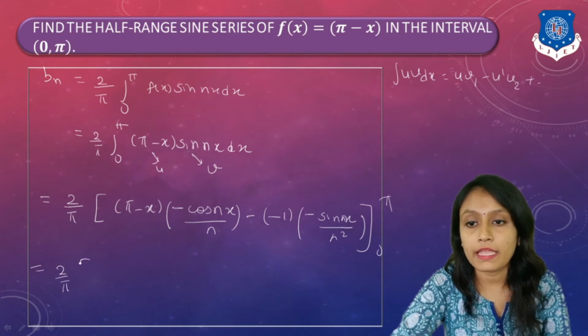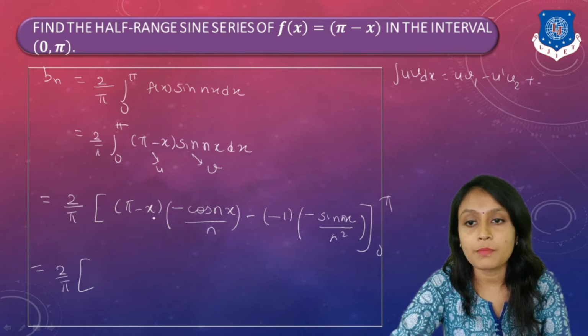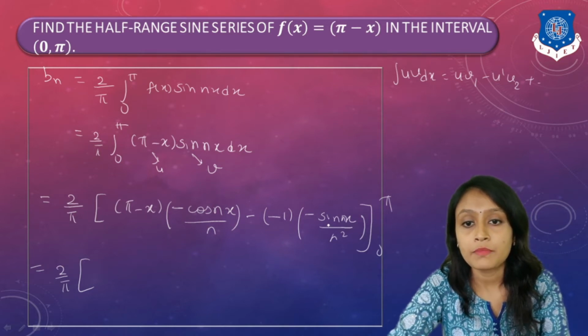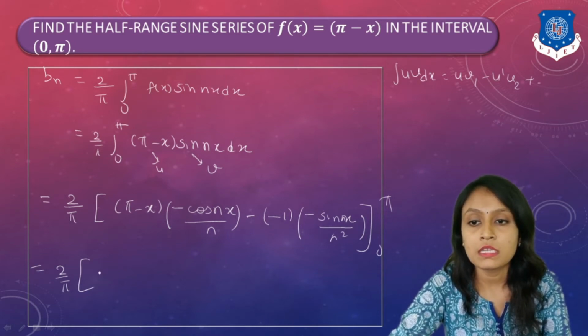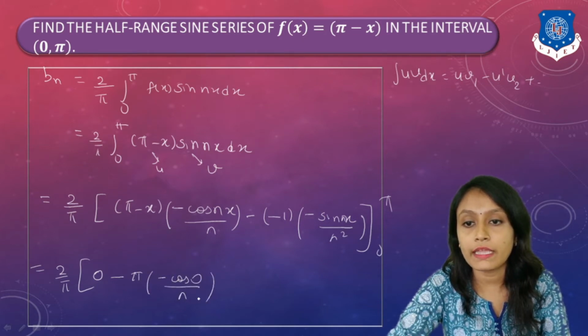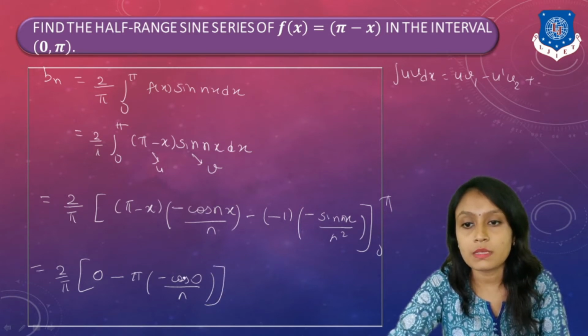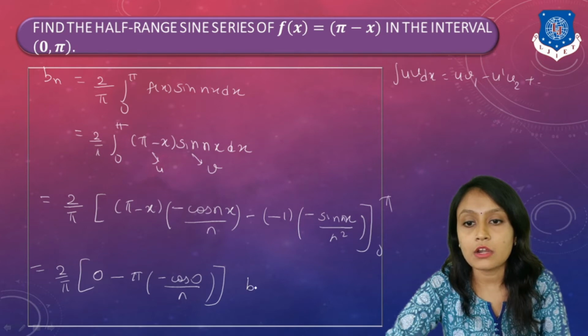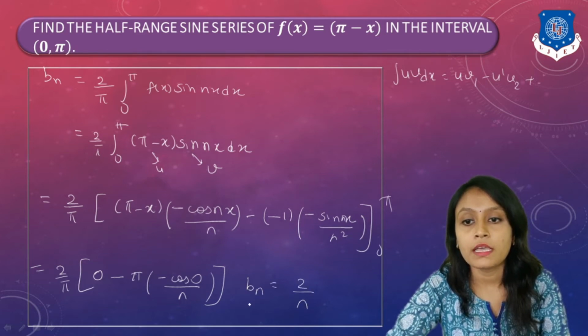Now just apply the limit. So here 2 upon pi as it is. When you substitute pi here, pi minus pi is 0, so this term gets cancelled. We know the value of sin n pi is 0, so this term is also 0, so the upper limit is 0. Minus, now substitute the lower limit. When you substitute 0 here, we have pi, and here we have minus cos 0 upon n. And sin 0 is 0, so we have only this term. Just simplify it. Cos 0 is 1, minus minus will become plus, pi will get cancelled. So the answer of bn is 2 upon n.